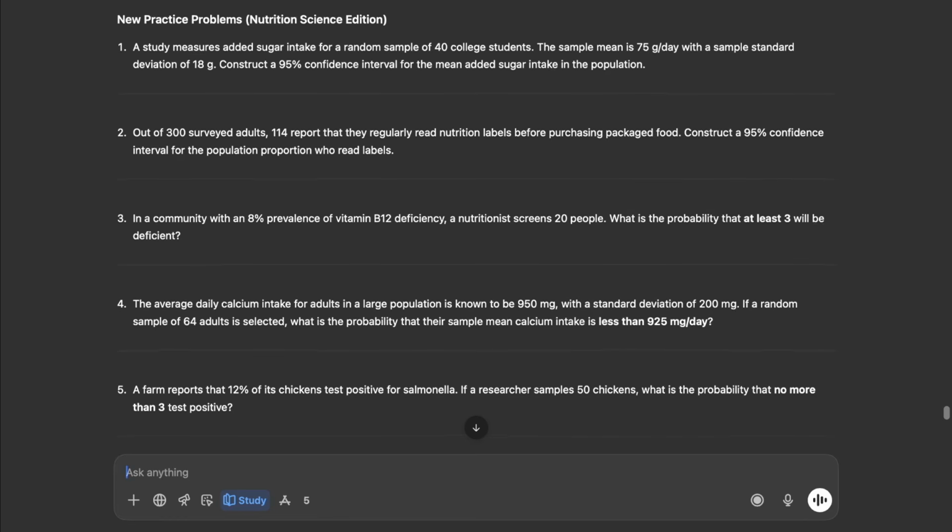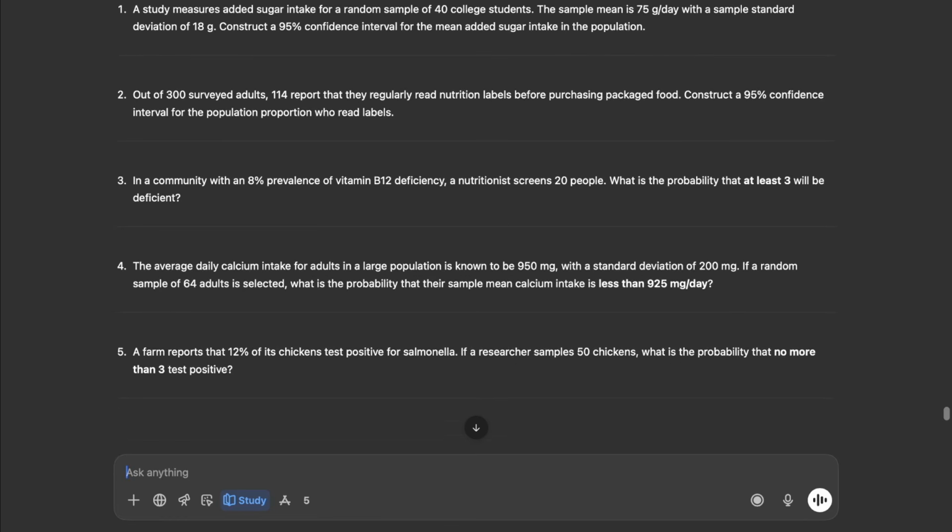So I got ChatGPT to just make some examples, and I looked at them and I said, oh, these are actually some really good examples. So let's go ahead and follow them, and let's actually get into what this stuff really means. A study measures added sugar intake for a random sample of 40 college students.